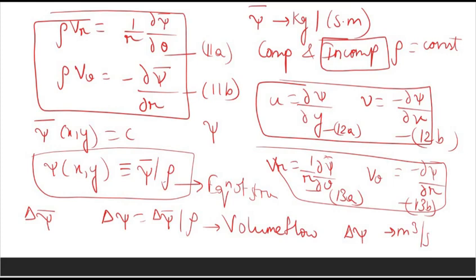We saw psi bar as a stream function for compressible flow. Then we saw psi as the stream function for incompressible flow. One thing we could understand from the equations is that we can get velocity. If we know the value of psi, we can get the velocity in that particular direction. u is in x direction, v is in y direction. What are the conclusions that we can make from this derivation? Let us have a look.